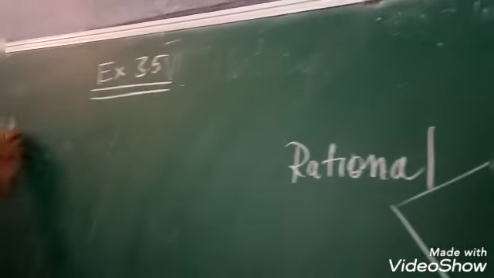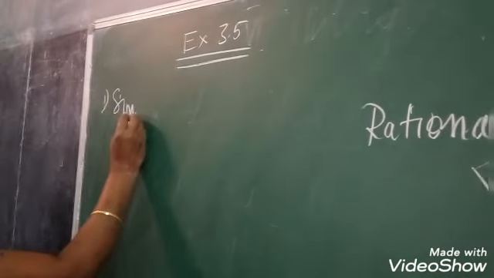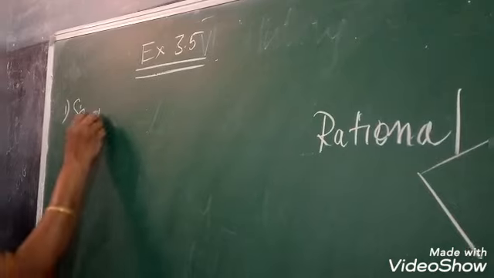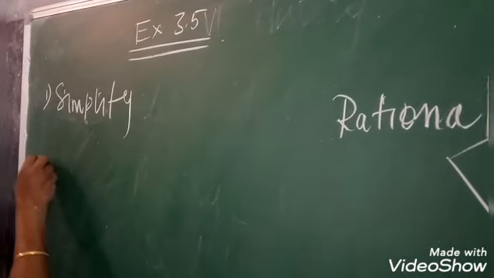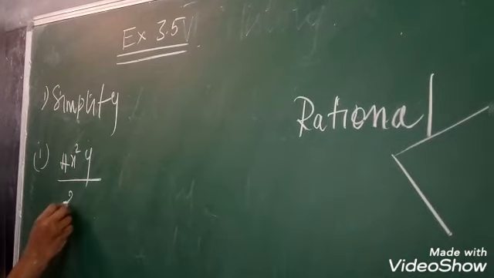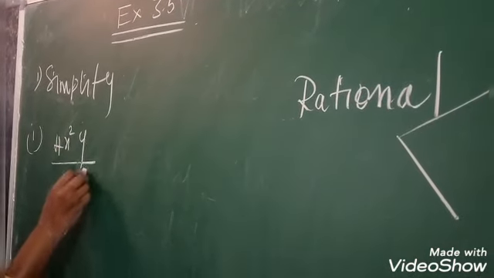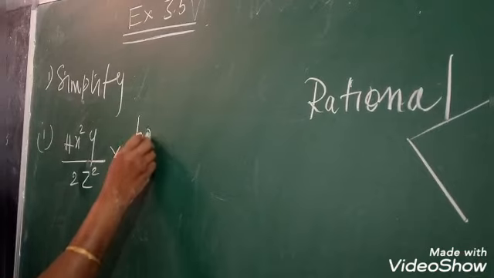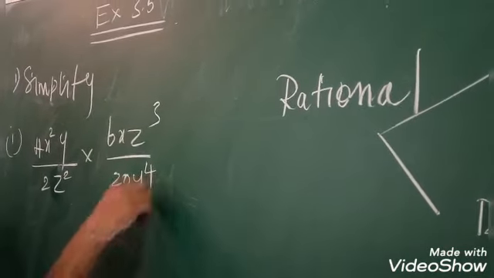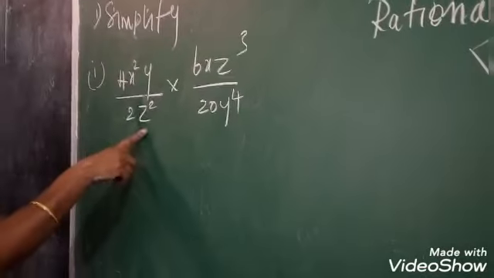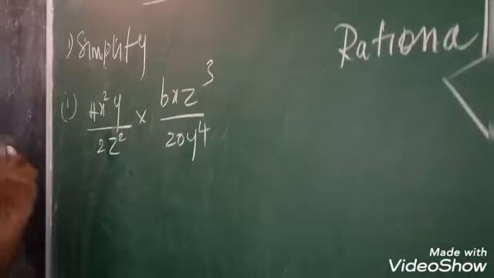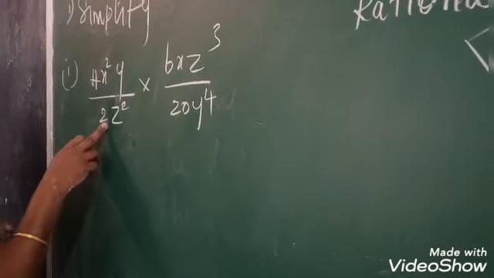Simplify. Wait girls, simplify the first one. The first one is 4x squared y divided by 2z squared, multiplied by 6x z cubed divided by 20y power 4. This is given as multiplication of rational expressions. Now we have to divide whatever is the same.